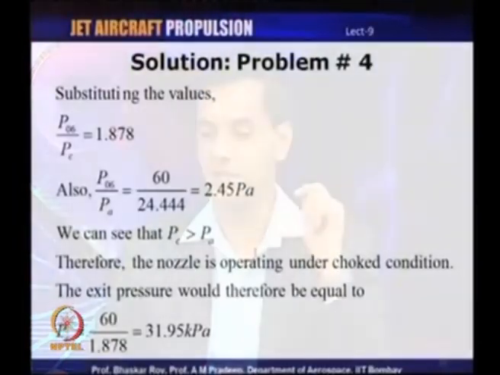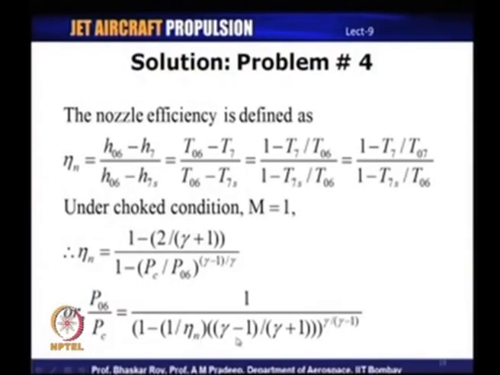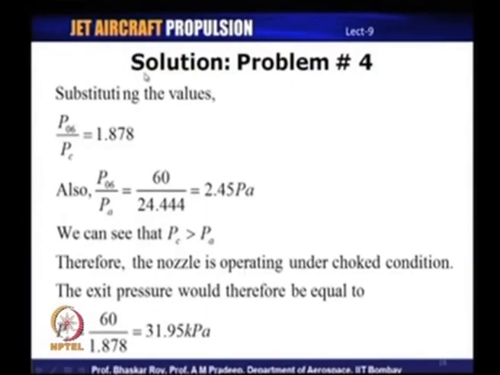So, in this case we can now calculate P06 by Pc because the rest of the parameters are known. The efficiency is known, the gamma is known. So, if we substitute all those values, we have P06 by Pc equal to 1.878. Also, we can calculate P06 by Pa as equal to 60 by 24.4, that is 2.45.